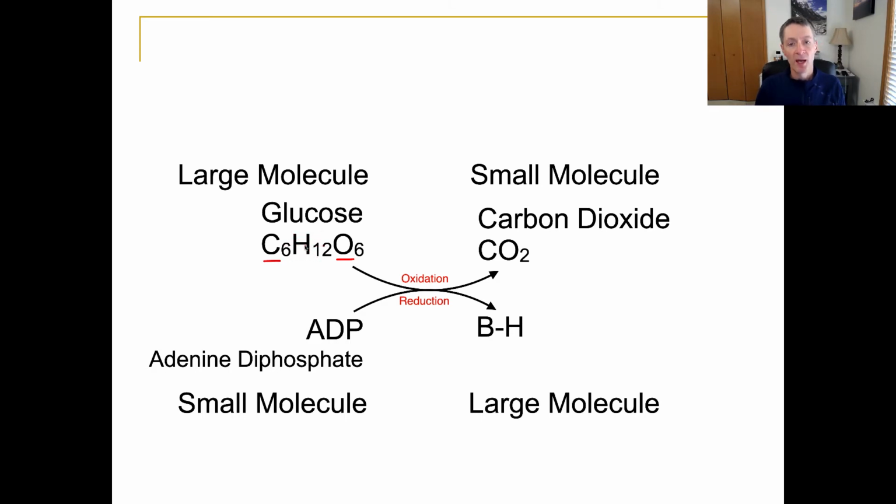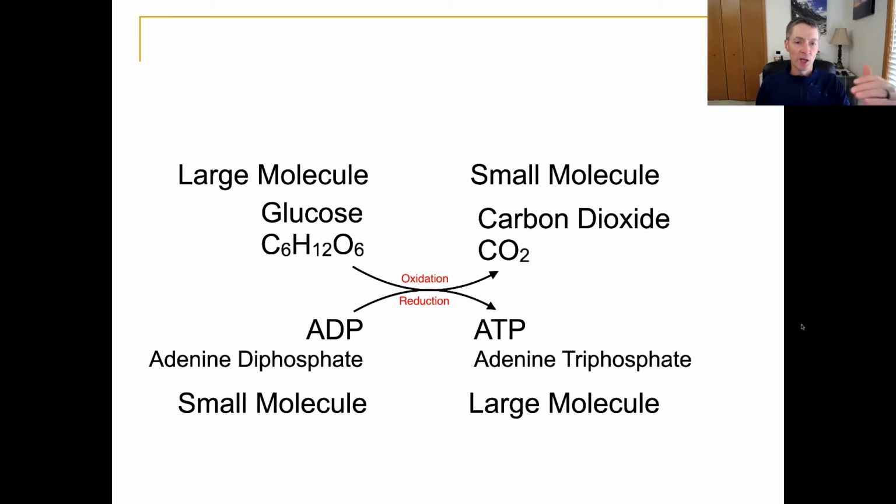If I use the energy and the electrons from breaking bonds that hold this glucose molecule together, I can add a 3rd phosphate, triphosphate, onto this diphosphate molecule. And energy will be holding that new phosphate onto this molecule. Energy I might be able to use later. Okay?